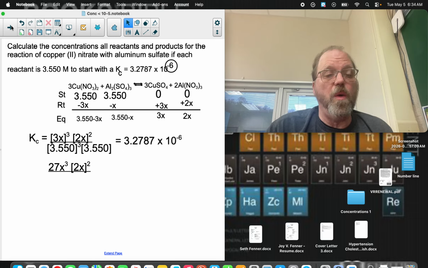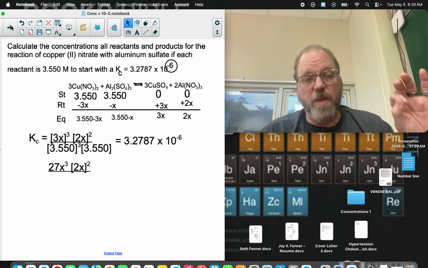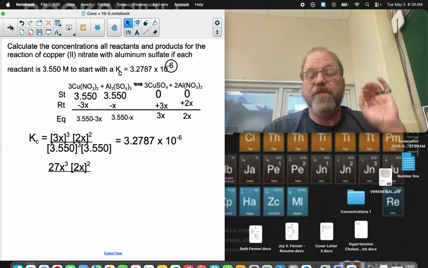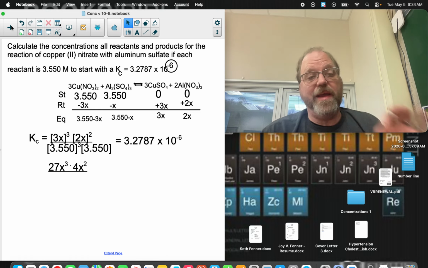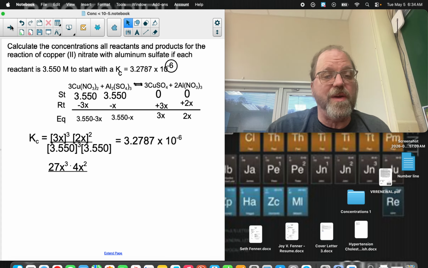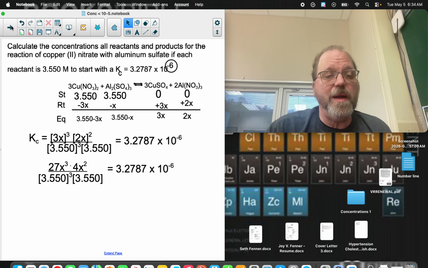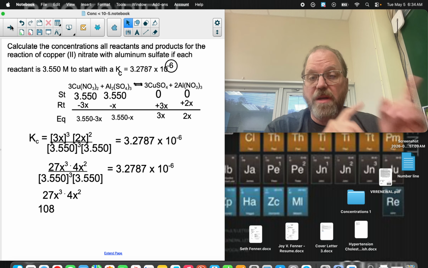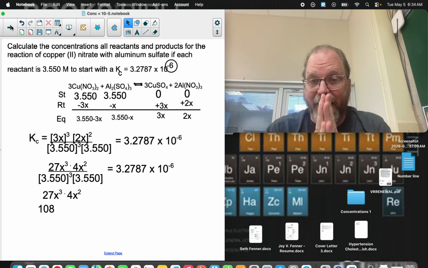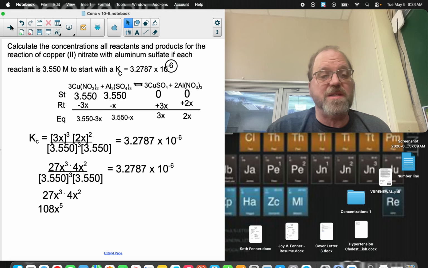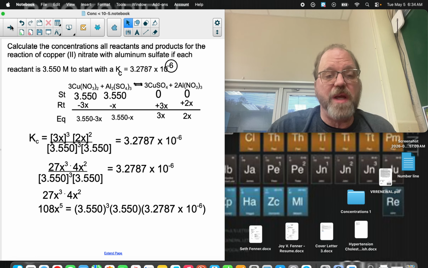All right, so if I take 3x cubed, I get 27x cubed. If I take 2x squared, I get 4x squared. If I multiply those together, 27 times 4, and put the rest of the values in there, I get 108. Multiplying together, x to the third times x to the second, we're going to add the exponents together. We're going to get x to the fifth. Multiply up, so we're going to have 3.550 to the third times 3.550 times 3.2787 times 10 to the minus 7th.